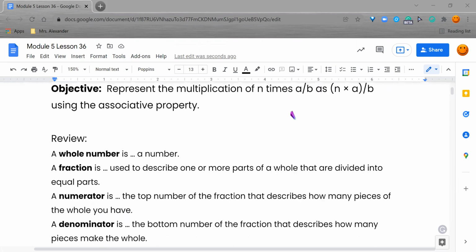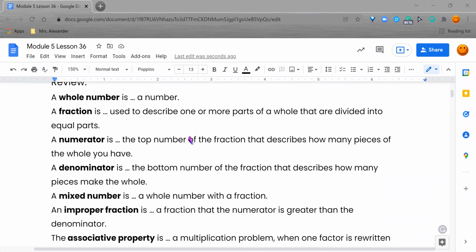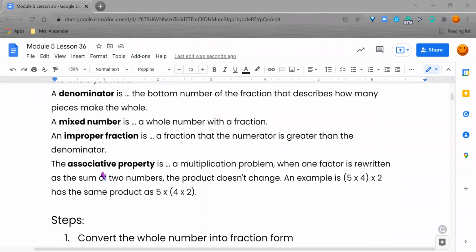Now, here are the vocabulary words we've been studying, and this is our new one. So we've been studying whole number, fraction, numerator, denominator, mixed number, and improper fraction. And now we've added associative property. Associative property is pretty much telling you it doesn't matter which way your numbers are grouped when multiplying, you get the same answer, the same product.